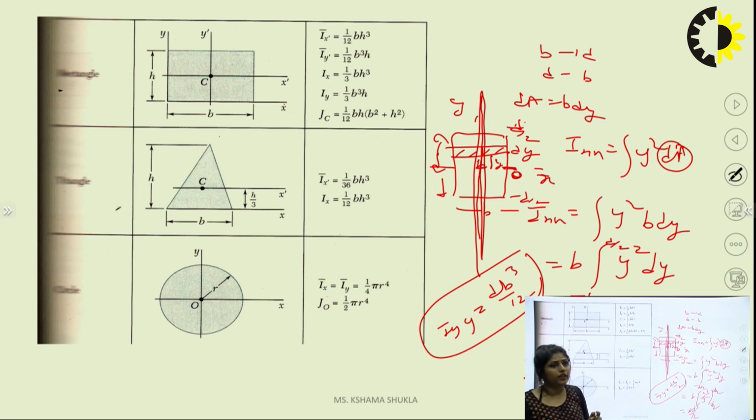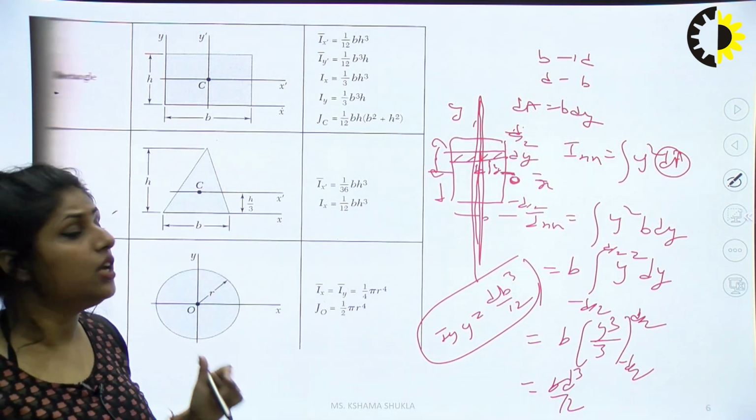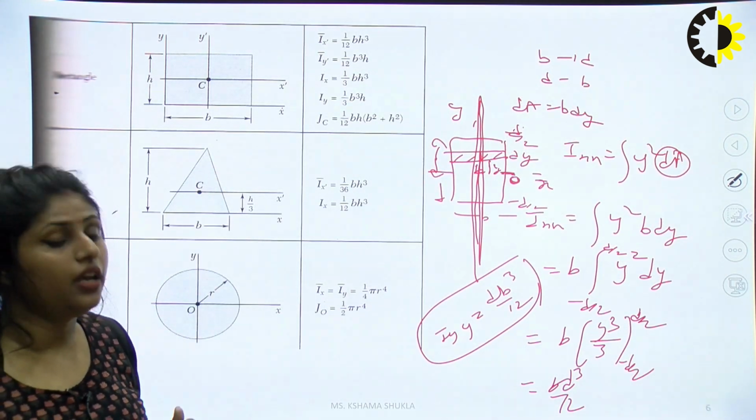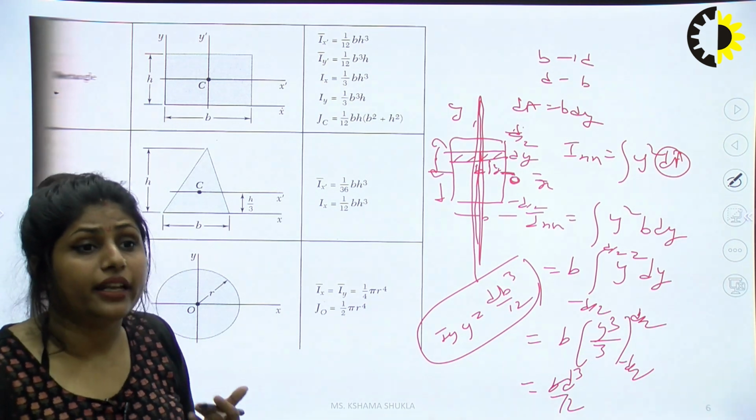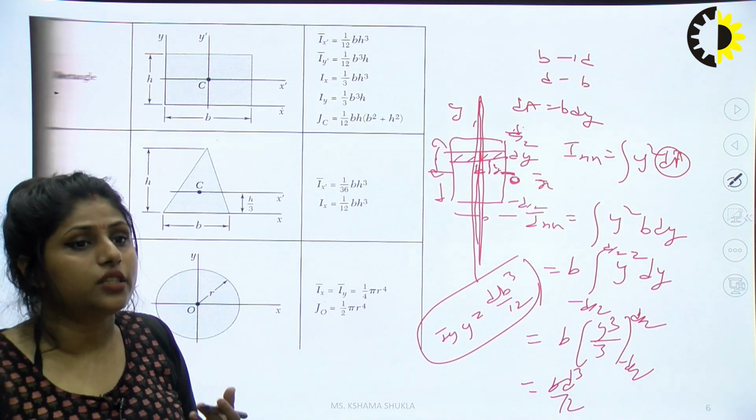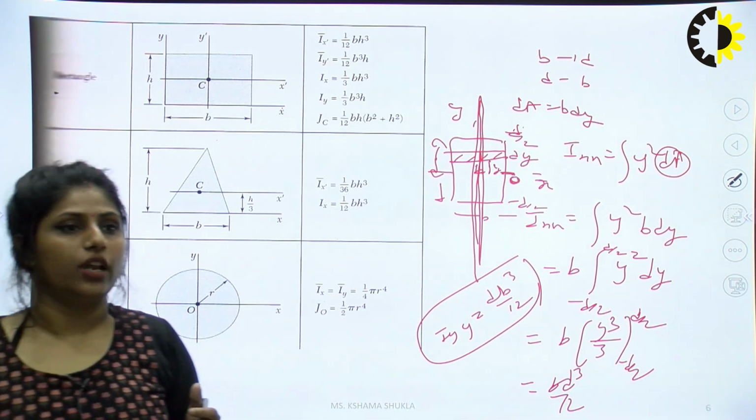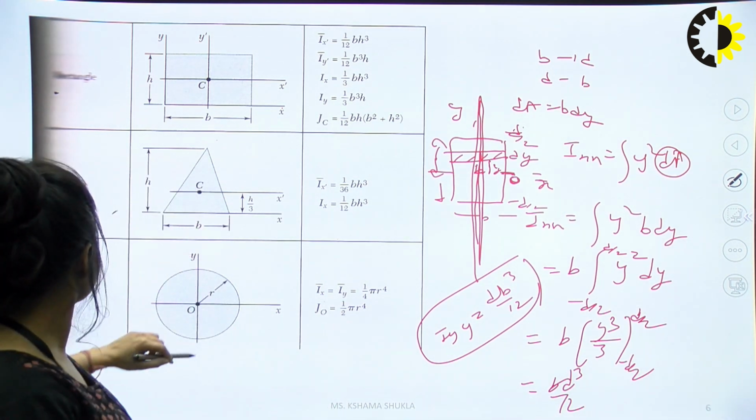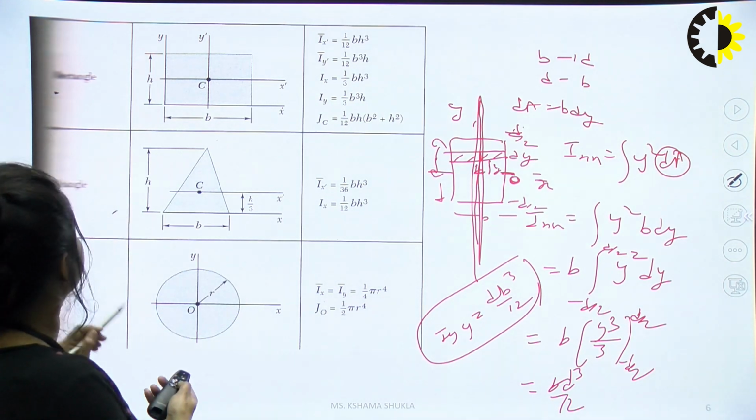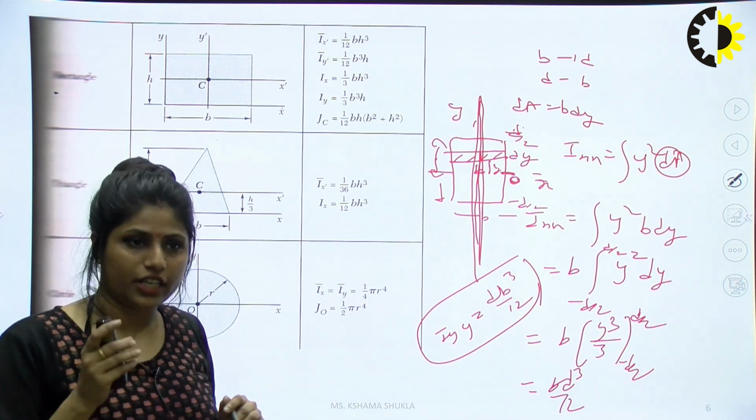Other values you can find easily with the parallel axis theorem. So I'm not suggesting that you remember all these values, you just remember Ixx and Iyy. If you need to find the moment of inertia for any other section, we just use the parallel axis theorem and put all these Ig, A, h bar values and find the value about any reference axis. Okay, fine. So for rectangle, simply remember bh cube by 12 and hb cube by 12.